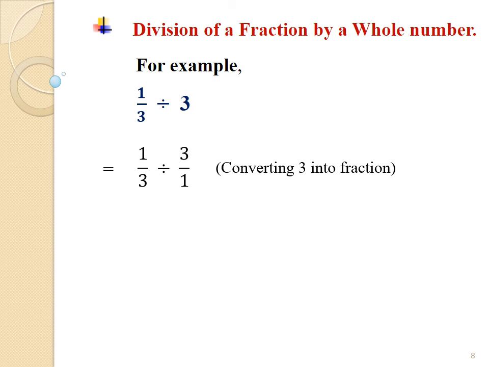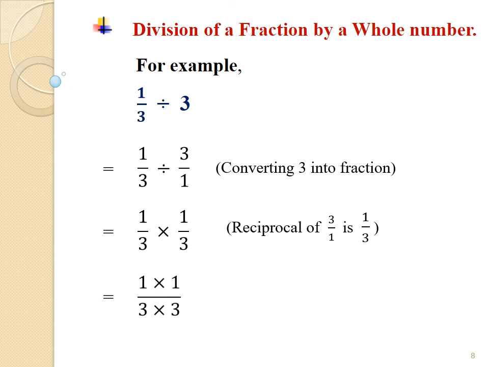Now, multiplying 1 upon 3 by the reciprocal of 3 upon 1, which is 1 upon 3, we get 1 upon 3 multiplied by 1 upon 3. Now, multiplying 1 by 1 and 3 by 3, we get 1 upon 9.